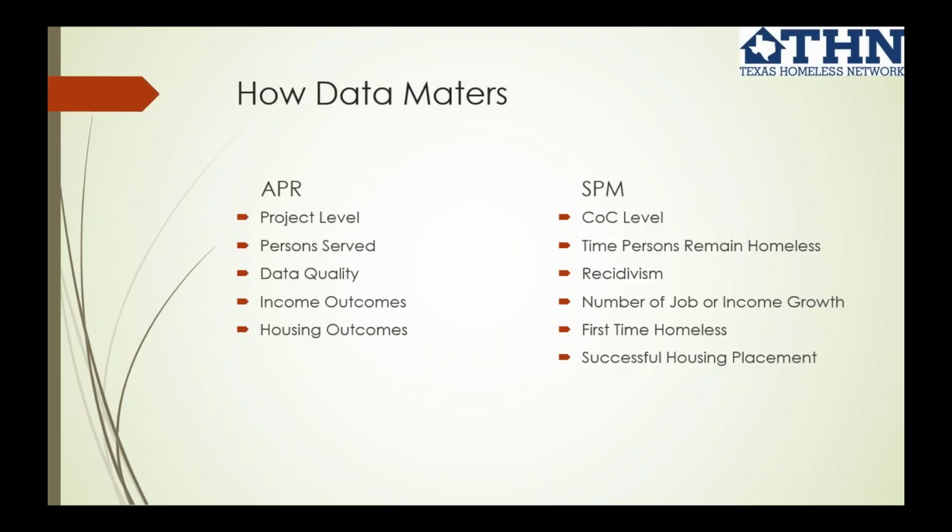It looks at the time persons remain homeless. A big thing it also looks at is recidivism. So they're returning to homelessness. If we have someone who's going through a program, exiting to a permanent housing situation, and then coming back multiple times, it's going to look for those sorts of things. Maybe there's something we could do there, or our recidivism rates there for the COC as a whole. It's also going to look at number of job or income growth, again, looking at those financial assessments from the entry assessment to the exit assessment, and each annual assessment along the way. It's also going to look at our numbers of first-time homeless and successful housing placement.